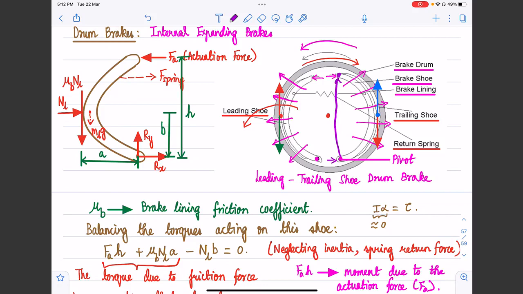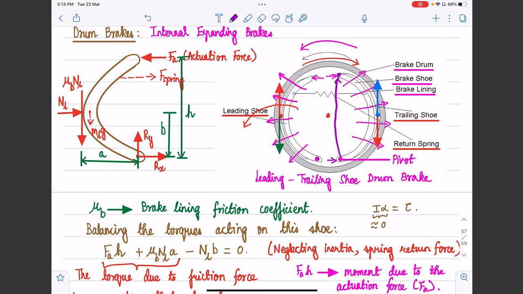Okay, so we are going to get very improved performance, but there's a price to pay. What is the price? The price is that we'll be requiring another actuator or wheel cylinder at the bottom, right? So the cost and complexity of the brake system would increase. Okay, so what is the alternative?